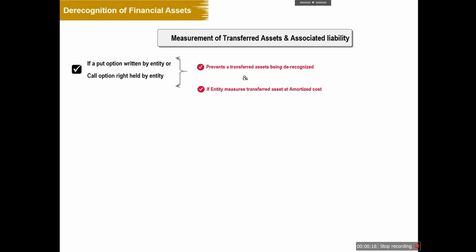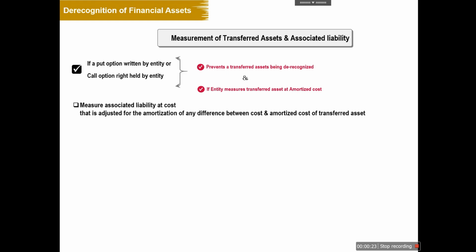Measurement of transferred assets and associated liability. In case a put option is written by the entity or a call option right is held by the entity, it prevents a transfer of assets from being derecognized. If the entity is measuring the transferred assets at amortized cost, it will measure the associated liability at cost, and it will adjust it for the amortization of any difference between the cost and amortized cost of transferred assets.